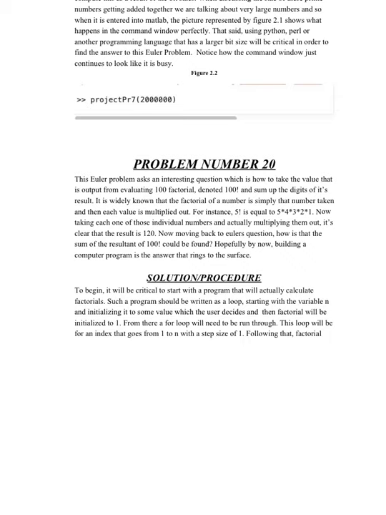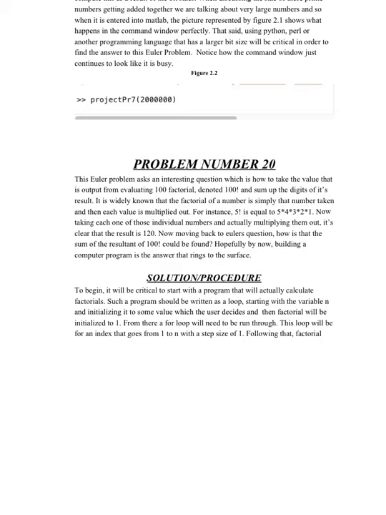Problem number 20 asks a very interesting question that was something I had never really considered, and I really had to think outside of the box for it. How do we take the value that is output from evaluating 100 factorial and sum up all the digits of its result? So, if we think about what 5 factorial equals, that would be 5 times 4 times 3 times 2 times 1, which is 120.